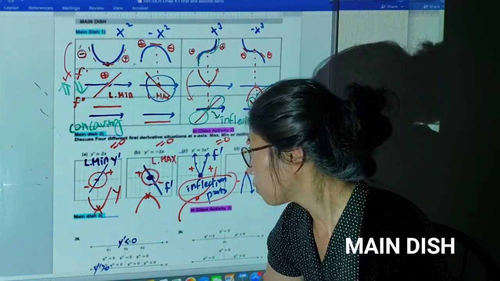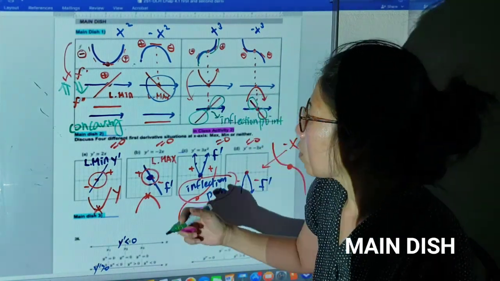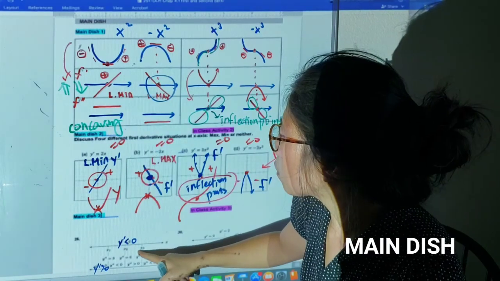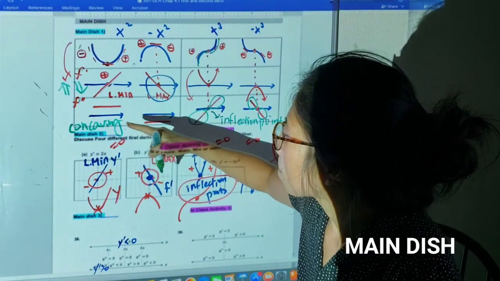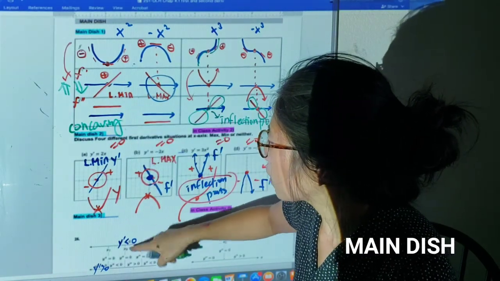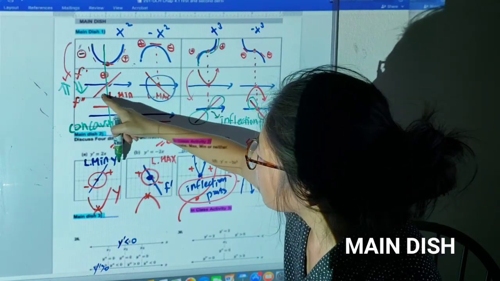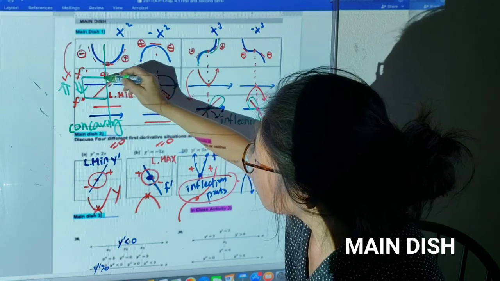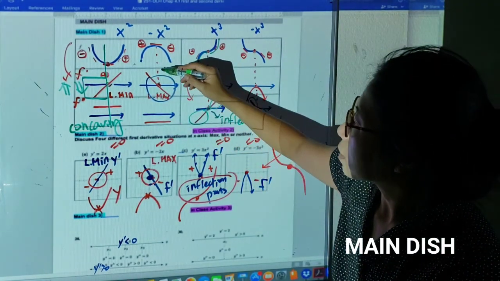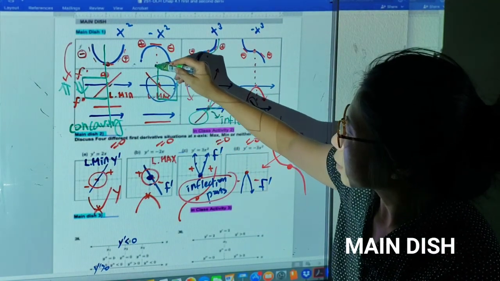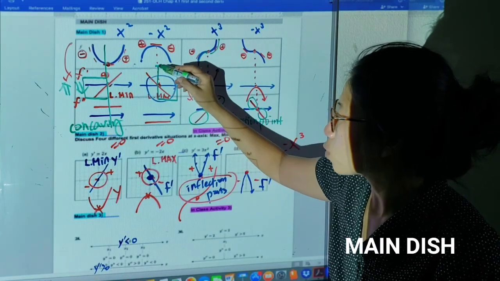Listen carefully. Here you have to see the first derivative is negative in this case. Do you see? This is a negative case. And then another one, my first derivative is also negative in this case. So I have those two cases.